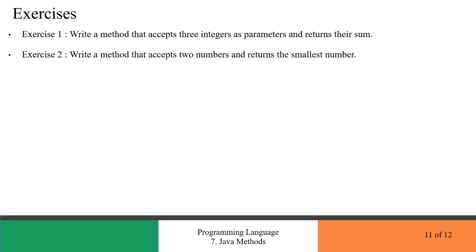Exercise 2 is to write a method that accepts 2 numbers and returns the smallest of those. For this exercise again, we can use the second example as reference and write a method that uses 2 parameters. But here, instead of returning their sum, we are going to return the smallest number.